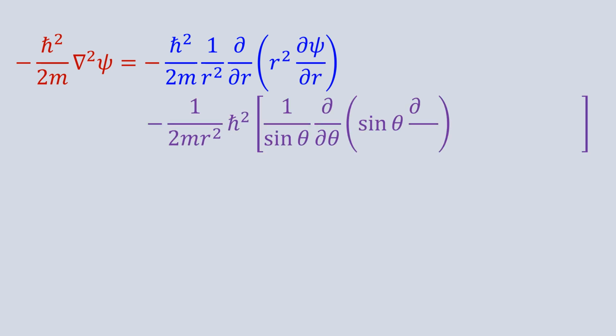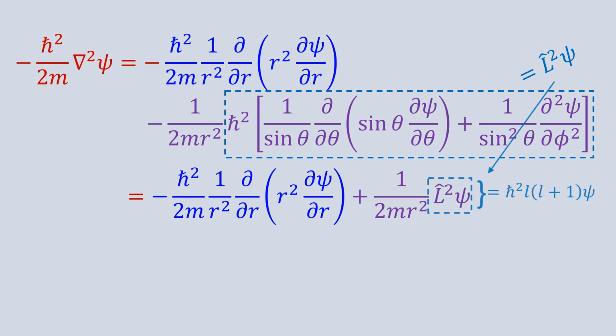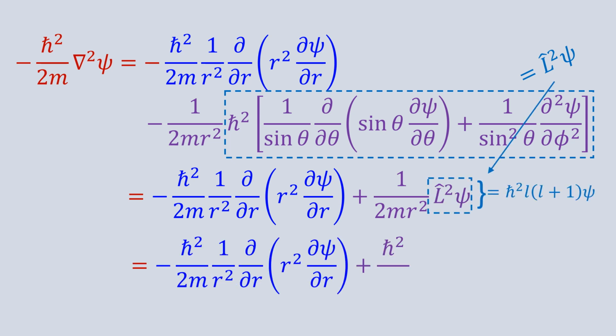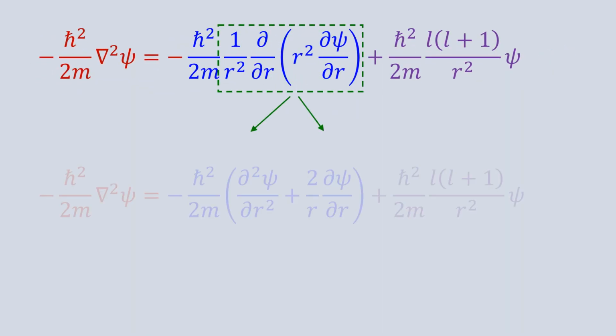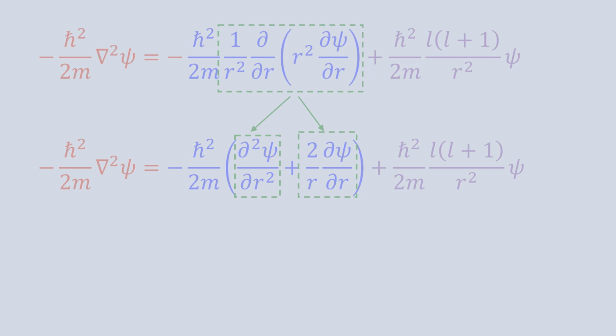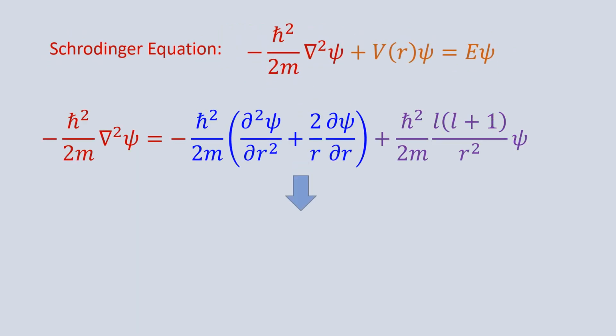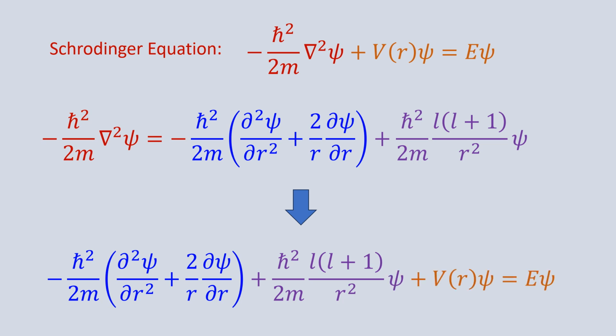The angular derivative part, which is marked by the rectangle, is equal to L hat squared applied on psi. By knowledge of its eigenvalue, we get the expression where we no longer have angular derivatives. It will be useful to expand the radial derivative into two separate terms. The purpose of this will become clear later. By substitution of the kinetic energy operator into the Schrödinger equation, now we are ready to derive the radial solution.